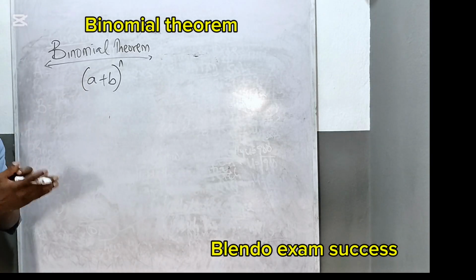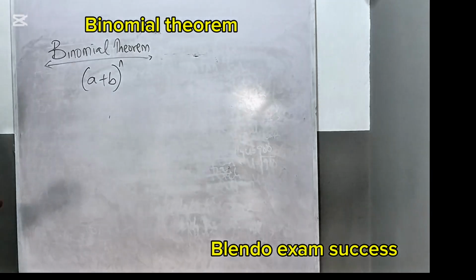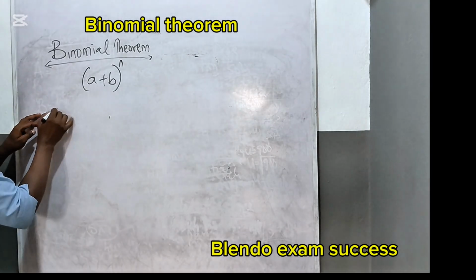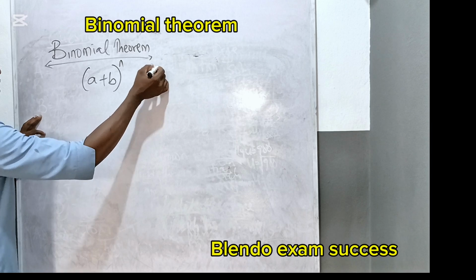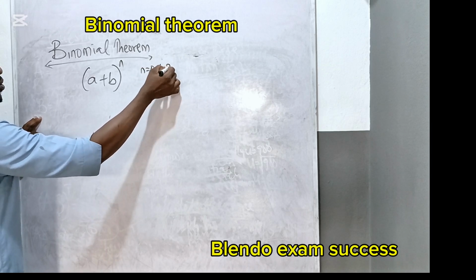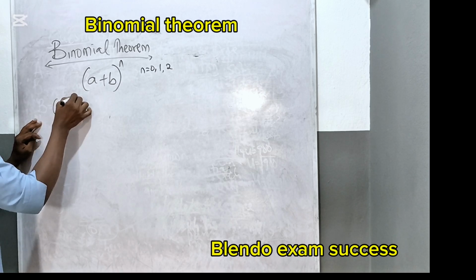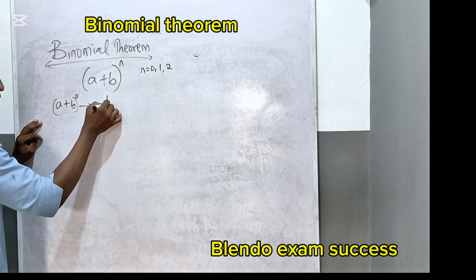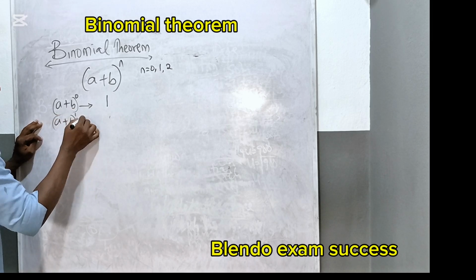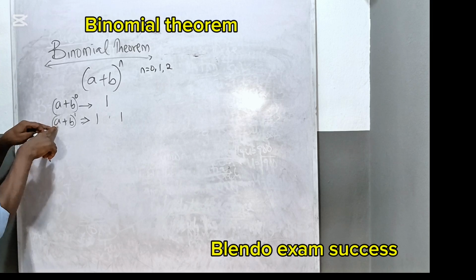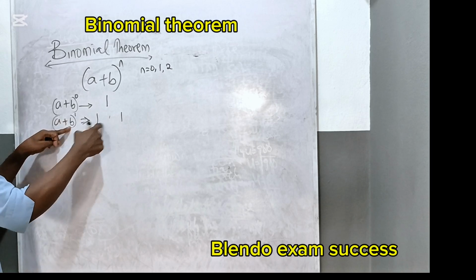We can expand this using Pascal's triangle. I know many of you don't know what Pascal's triangle is. This is Pascal's triangle. When n is equal to 0, when n is equal to 1, when n is equal to 2, you have it like this: (a + b) raised to power 0 will give us 1. Then (a + b) raised to power 1 will give us 1, 1, where the coefficient of a is 1 and the coefficient of b is 1.